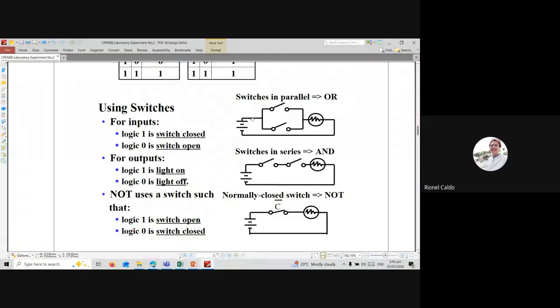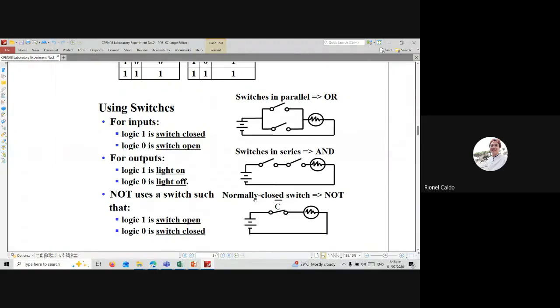Kapag nakakita ka ng switch in parallel, so that is OR gate. So meaning to say you have to put here the literal or the variable. And then we have, of course, the power supply and the voltage controlled or current dependent source. Ito po yun, which is represented by resistor na merong circle. And then kapag naman switches in series, so ibig sabihin magkatabi lang siya. Ayan. So this is for the AND gate.